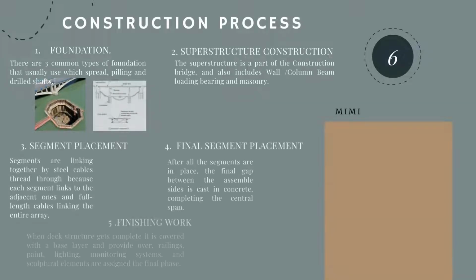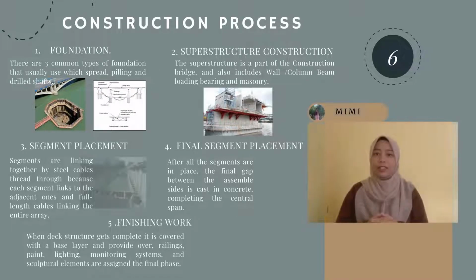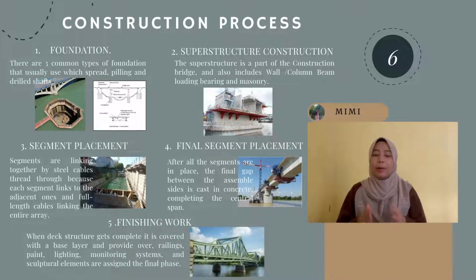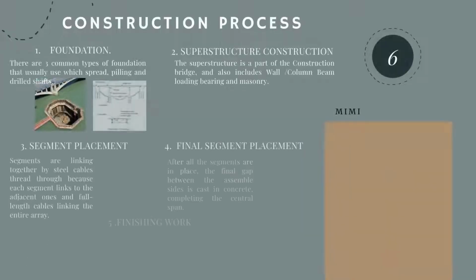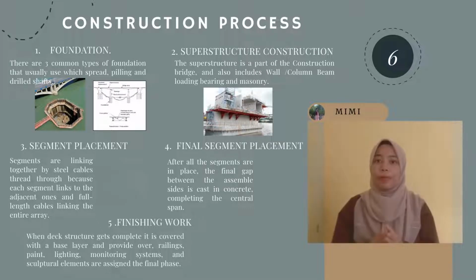The second step is superstructure construction. The superstructure is a part of the bridge construction that includes wall or column, beam, load bearing and masonry. Each of the piers will have this superstructure cast on site. The third step is segment placement. Segments are linked together by steel cable threaded through, because each segment links to the adjacent one and a full-length cable links the entire area. The fourth step is final segment placement.